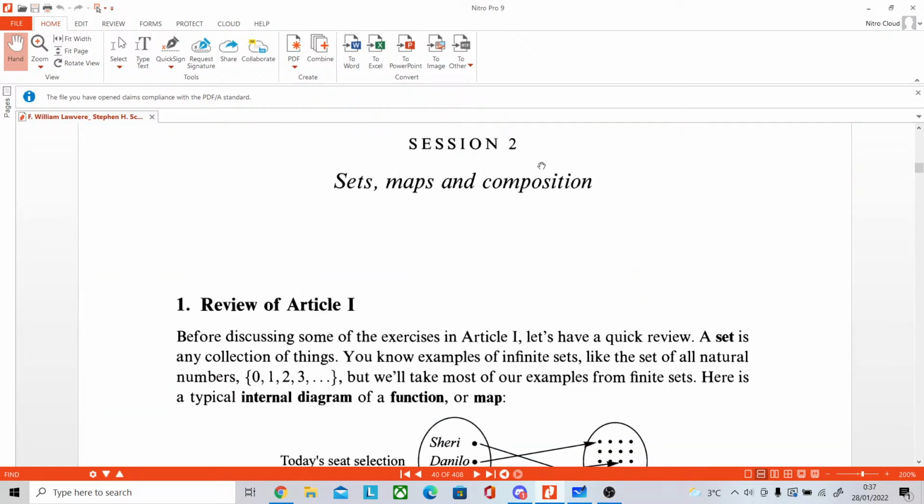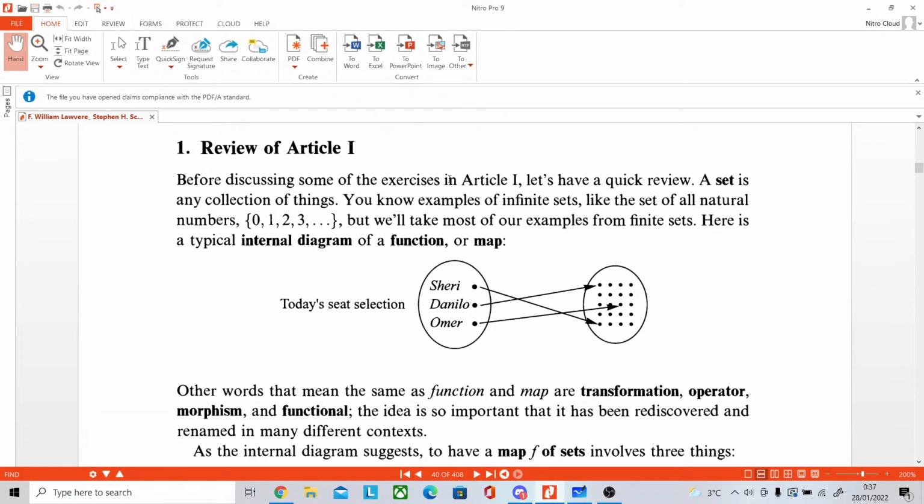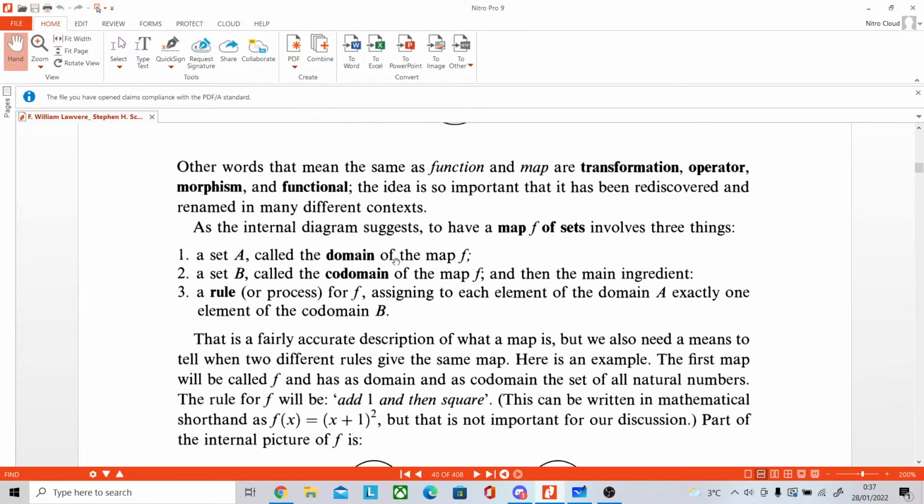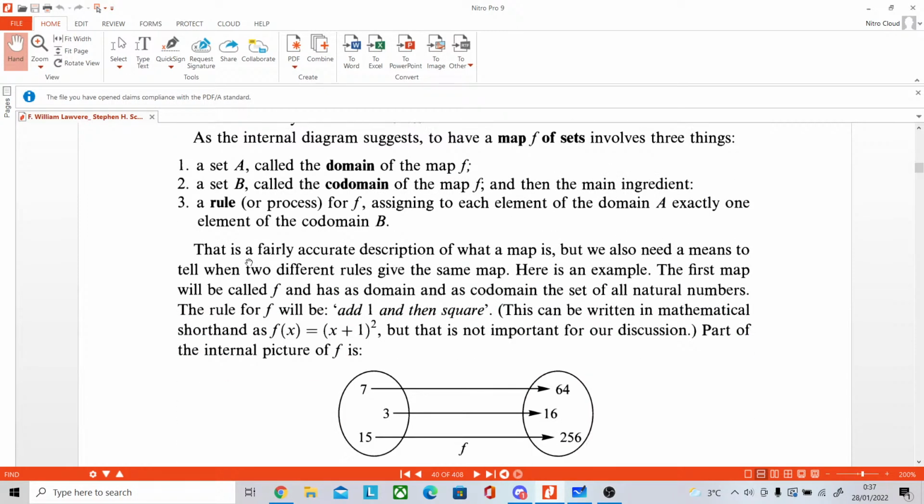Right, so let's go into the second session then. Review of Article 1. Right, so that's just stuff that we know already. That is a fairly accurate description of what a map is.